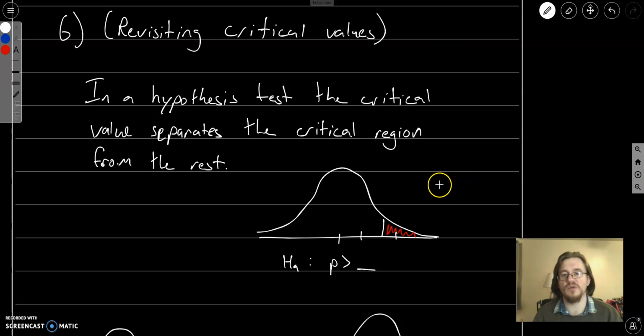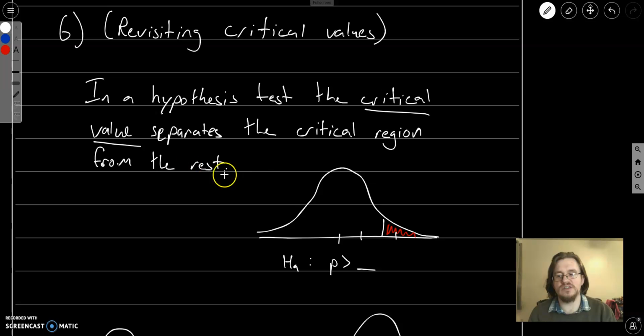So how do we determine when something is unusual and when something isn't? Well, we look at the critical region, and one way to determine the critical region is to find the critical values. So our test statistic is going to be distributed either with a normal distribution, the student t distribution, or the chi-squared distribution, depending on what kind you're looking at. So for instance here, if we're looking at a proportion, this will be normally distributed.